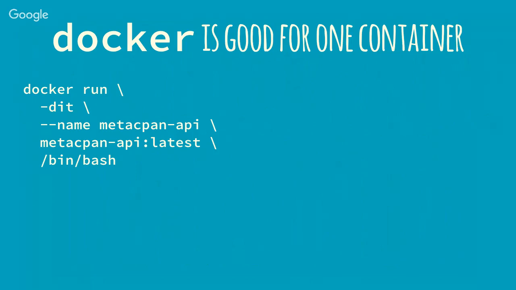Docker is a simple command used to start a container. There are many different command line parameters available. The ones specified on this command are -d for detached, -i for interactive, and -t to assign a TTY. The --name assigns a name to the running container, so I can access it through the name metacpan-api. The name of the image is metacpan-api:latest. I'm using my own command line as an example. And /bin/bash is what I'm telling it to run when the container starts up.